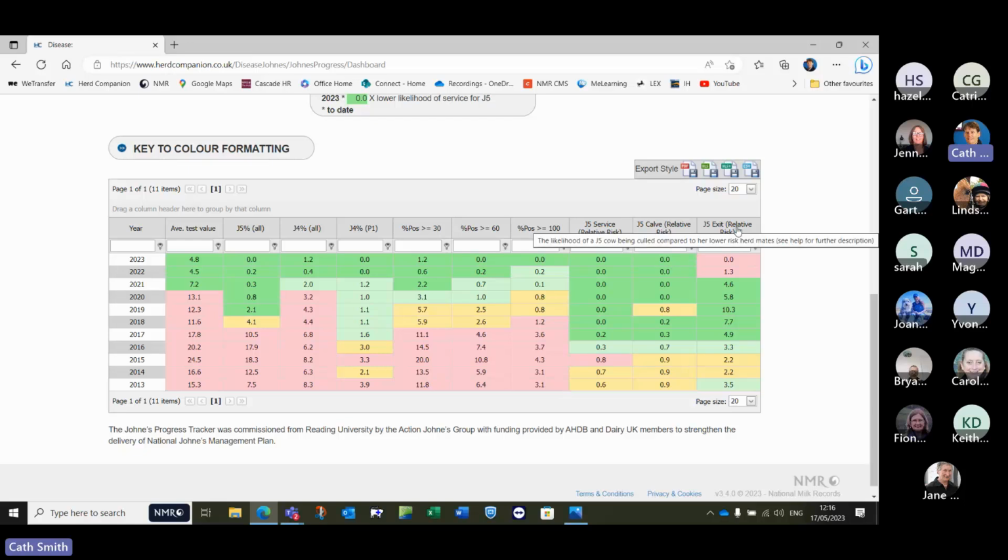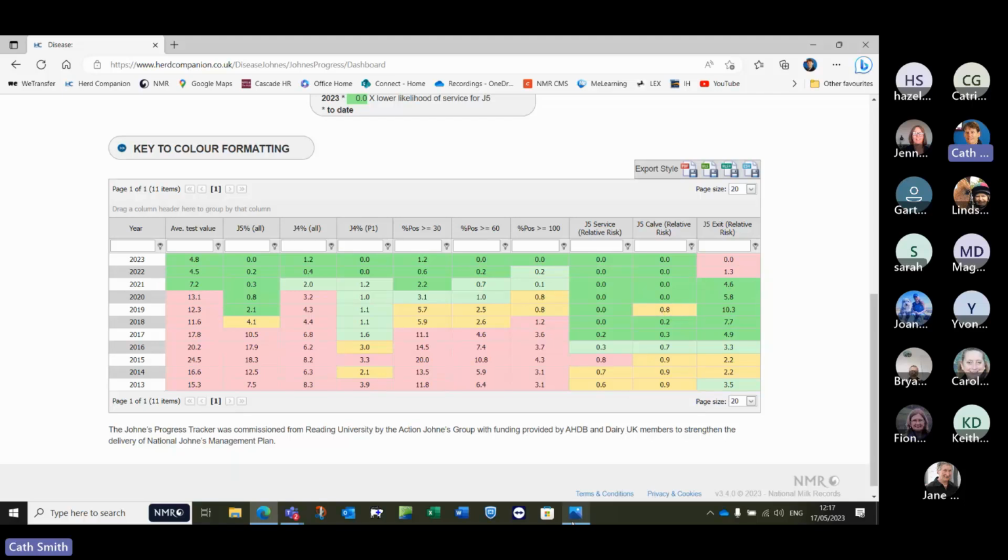In turn, then the exits, so likelihood of being culled compared to these. So again, a higher figure. For example, 4.6 on this one, they are 4.6 times more likely to go compared to another cow in the herd that's not a J5. Sometimes you might see figures that are blank on those, which just means we haven't got any data to compare to. So if nothing left the herd, the other herd mates, we can't produce a figure, so can't divide by 0, essentially. So that'll explain those.